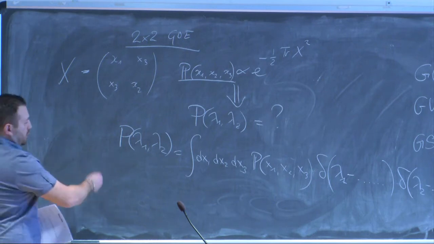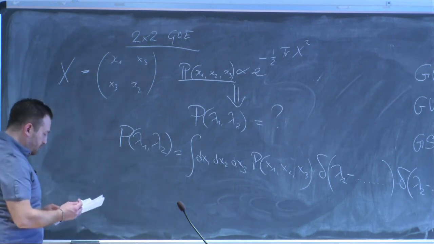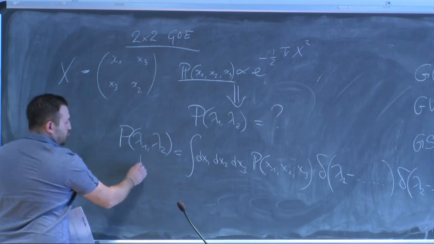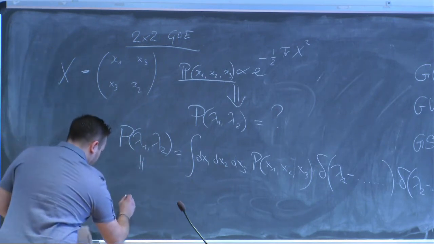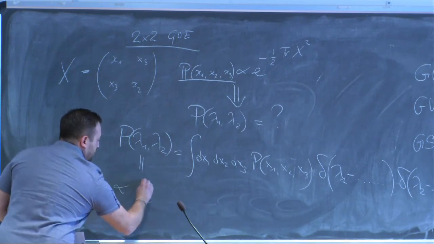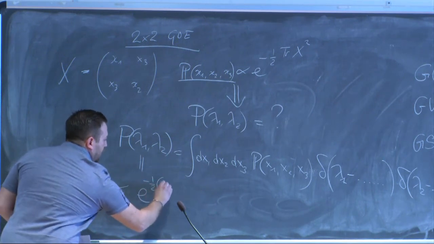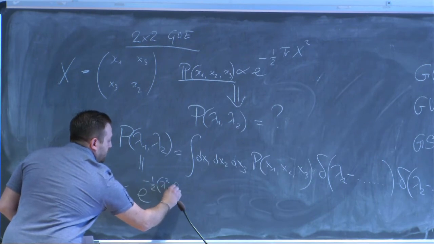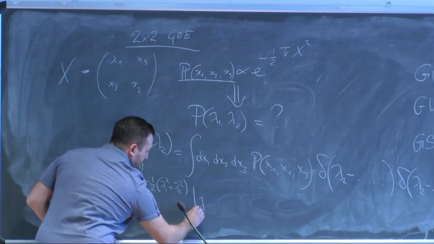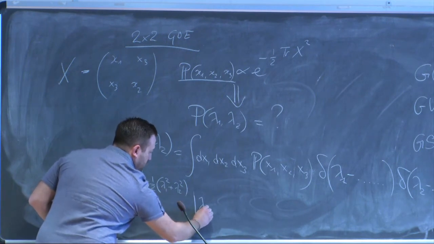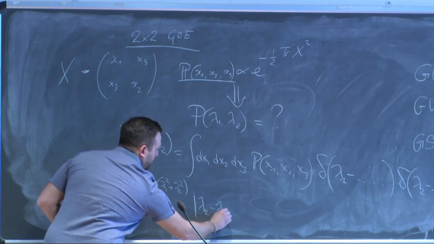So if you carry out this calculation, what you will find is that the joint probability density of the two eigenvalues has this form. It will be proportional to exponential minus 1/2 lambda 1 square plus lambda 2 square. And then you will have an absolute value here downstairs of lambda 2 minus lambda 1.